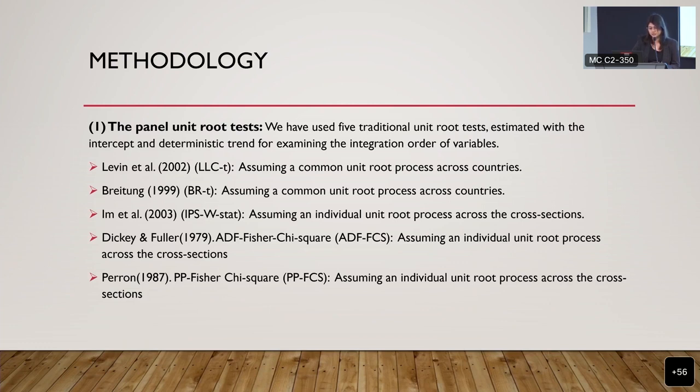The difference among the tests is that for the LLC test and the Breitung test, we are assuming a common unit root process across countries. And for the other 3 tests, we are assuming an individual unit root process across the cross sections.